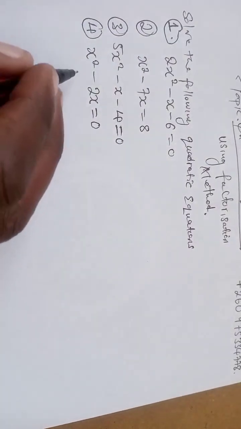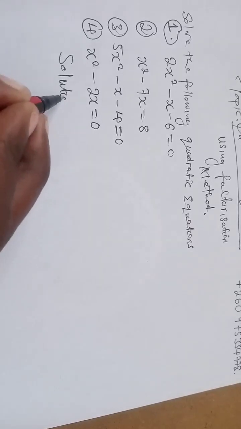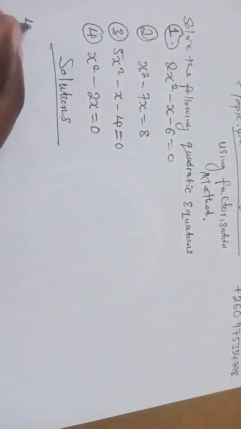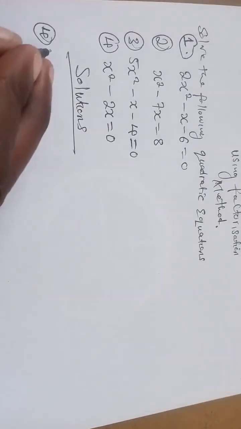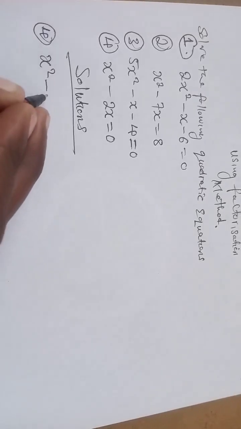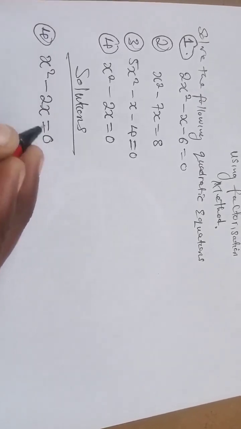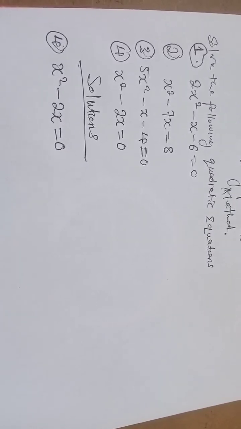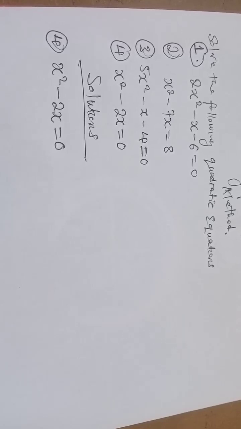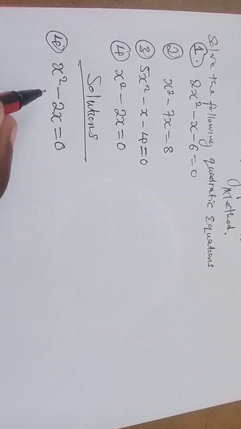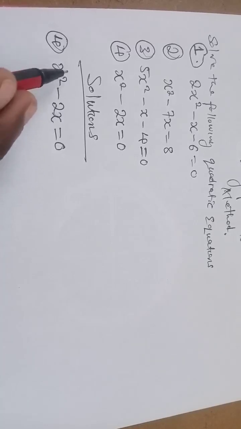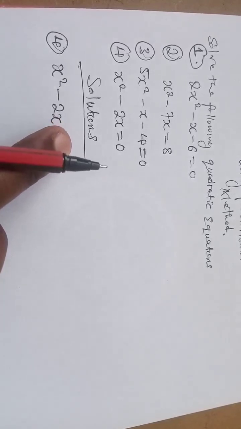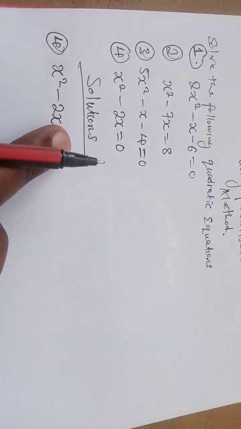So, solutions. I said we should start with this one, number 4. Number 4 is saying that x squared minus 2x is equal to 0. So how do we solve this question? This question is actually a question on factorization. If you hide this equal sign, when you're told to factorize this one, it is just simple.